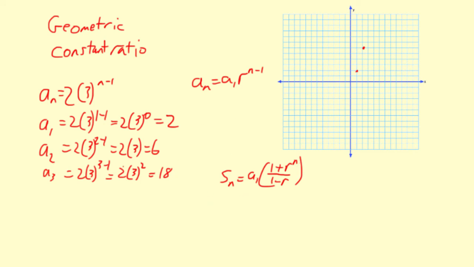So for our example here, the first term we said was 2. Then it'd be 1 plus the ratio, which is 3. And then the n, that would be the number of terms. So let's say we wanted to find the first 10 terms. So 10, divided by 1 minus 3. So you can simplify that, and that will give you the sum of the first 10 terms of that series. So that's the big picture for this lesson.